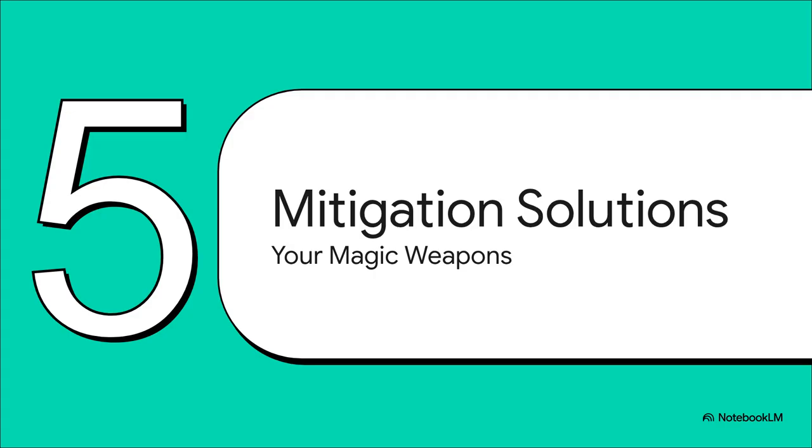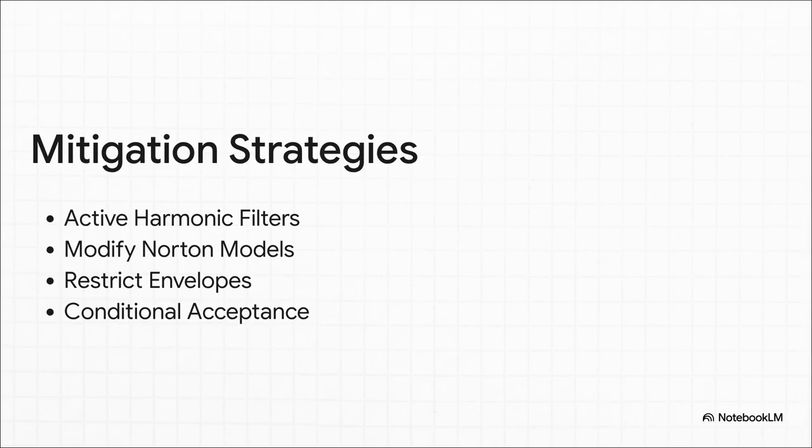Finally, Section 5, Mitigation and Compliance Solutions. These are your magic weapons. Even if Stage 3 looks daunting, you can successfully conquer the standard by deploying a few key strategies. First, the hardware route, installing active harmonic filters. These actively monitor the line and inject inverse currents to perfectly cancel out the noise.